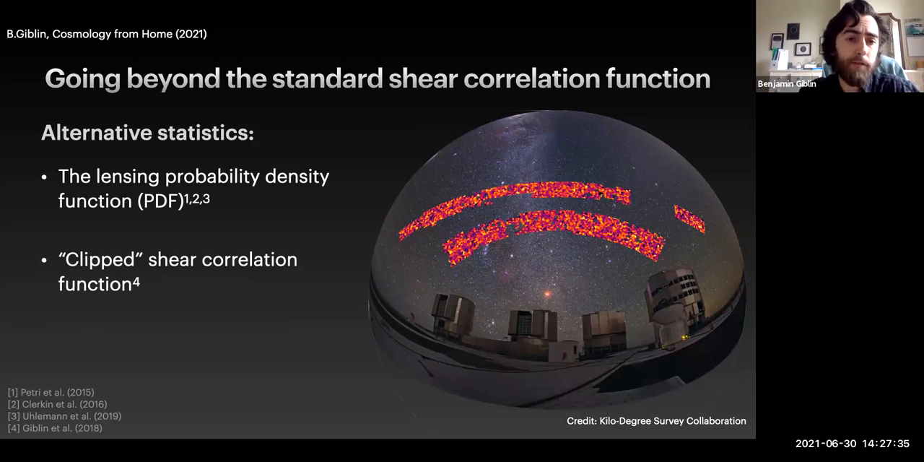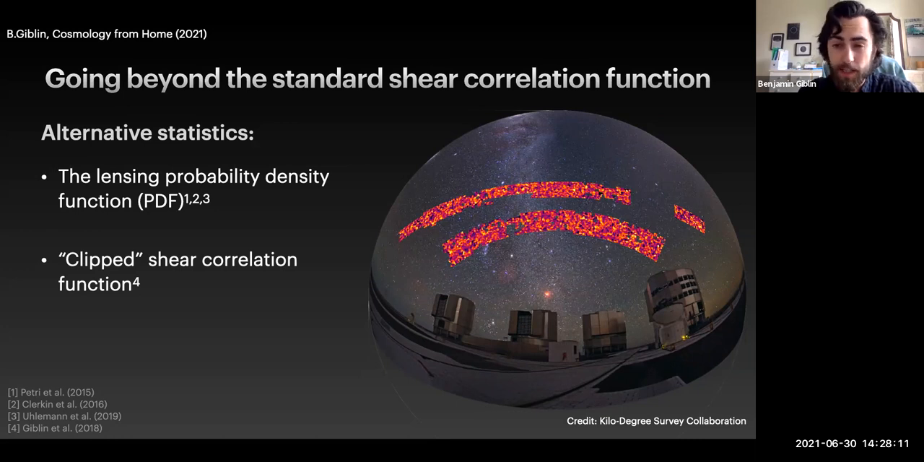Now, there's many different statistics that you can measure from weak lensing data, but the two that I explore in this work are called the lensing probability density function, or lensing PDF, and the clipped shear correlation function. I'll explain both of these statistics in the coming slides, but first of all, I'll just say that they both rely on a quantity known as the convergence. And the convergence is simply the projected matter density across the sky that is inferred from weak gravitational lensing.